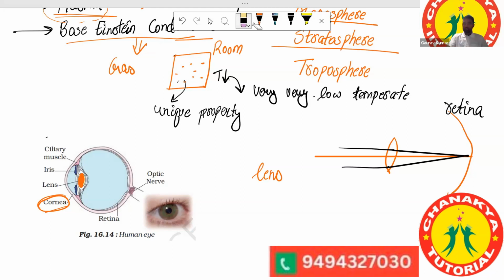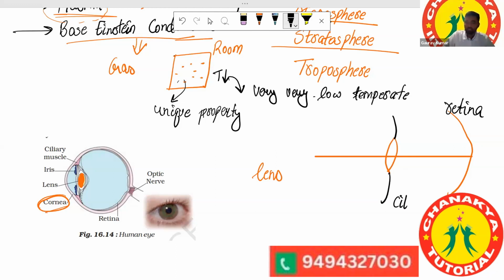How? First of all, this lens has different sizes. The ciliary muscle is attached to this lens. The function of this ciliary muscle is to expand or contract this lens. Either it will increase the size of this lens, or it will decrease the size of this lens.